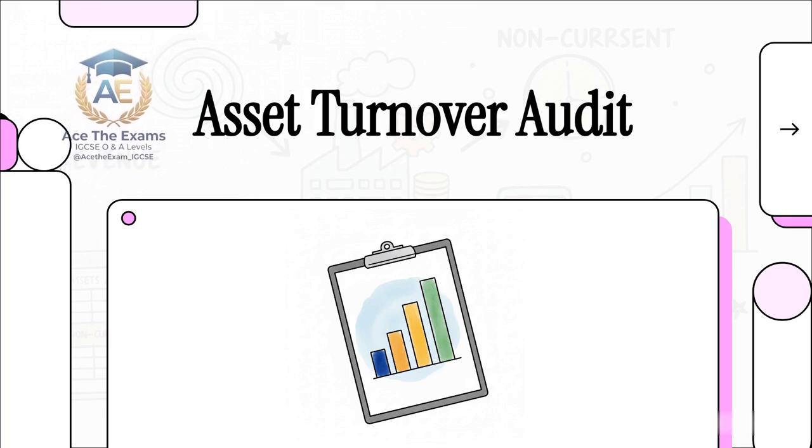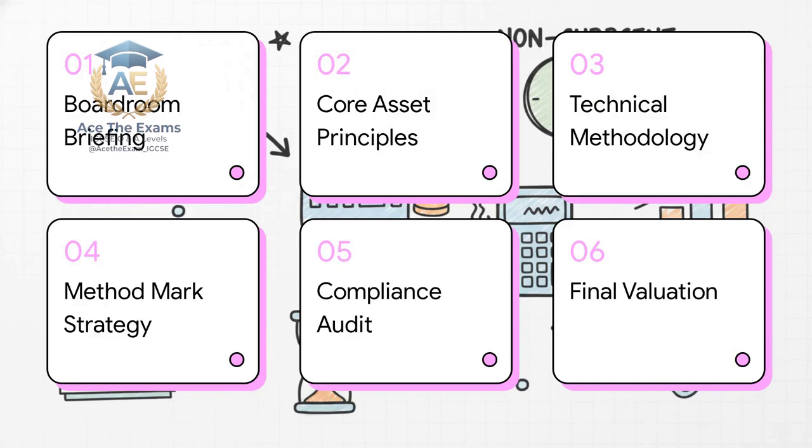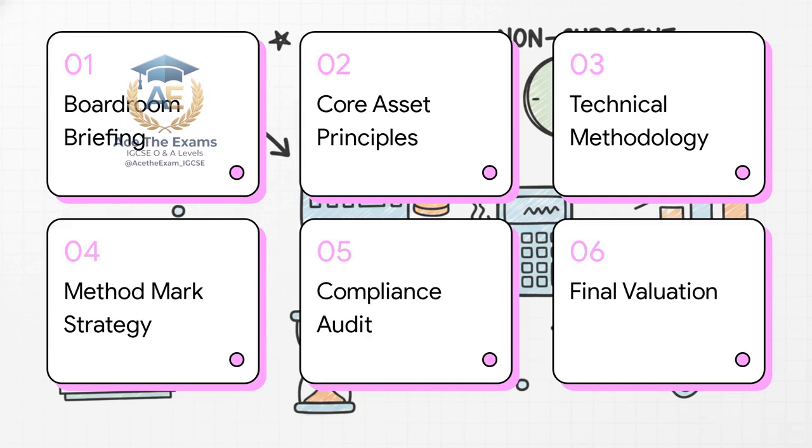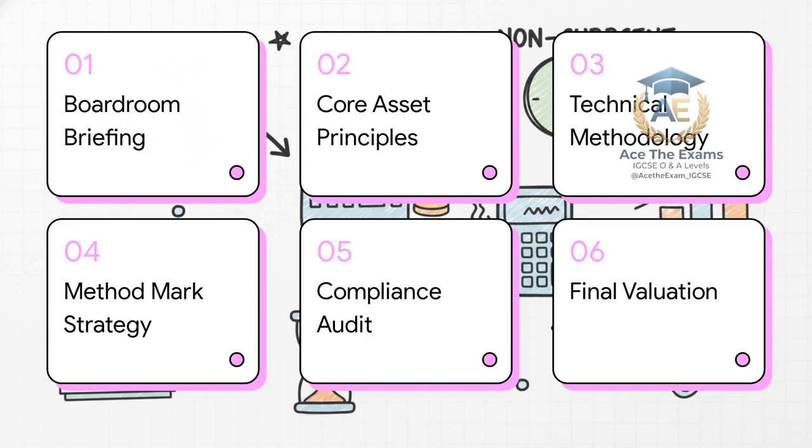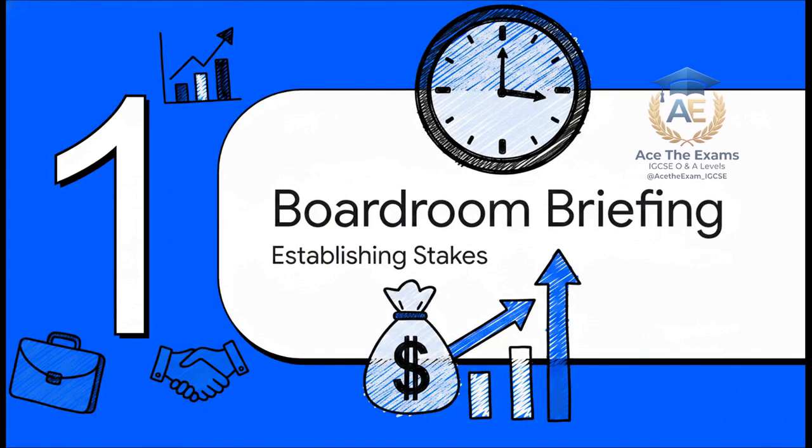Let's get to work. Here is the itinerary for today's audit. We'll start by establishing mistakes, move into core asset principles, outline our technical methodology, execute a critical method mark strategy, conduct a strict compliance audit, and finally close the deal with final valuation protocols. Section 1. Establishing the stakes.